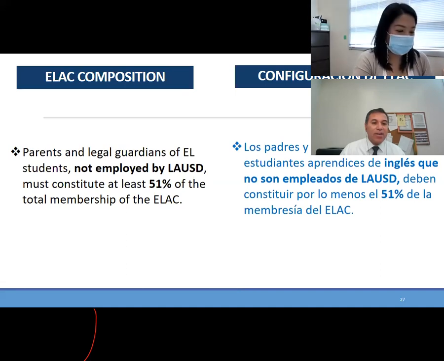Parents and legal guardians of EL students not employed by the district need to be at least half of our members. Now, parents, because of the size of our school and the size of our EL population, we have to have at least a total of 5 members, currently 5 members on our ELAC, which means at least 3 must be parents or legal guardians of EL students.